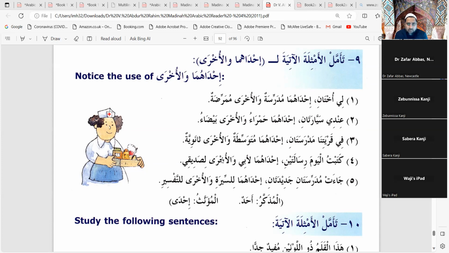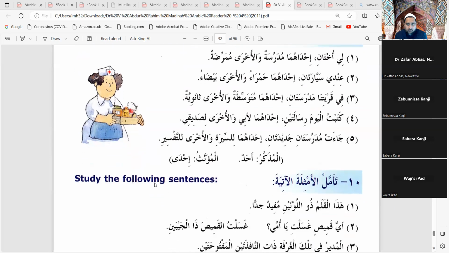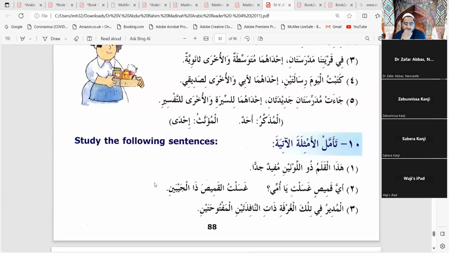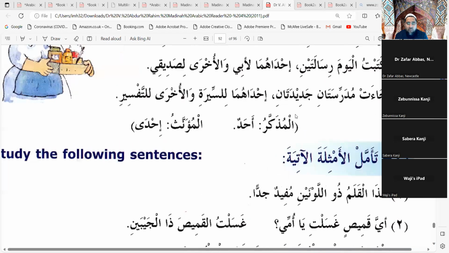I wrote two letters, one of them to my father and the other to my friend. So it's al-yawma. Katabtu al-yawma. I wrote today two letters. Today. Okay, I wrote today two letters. Yep. Continue. Number 5.